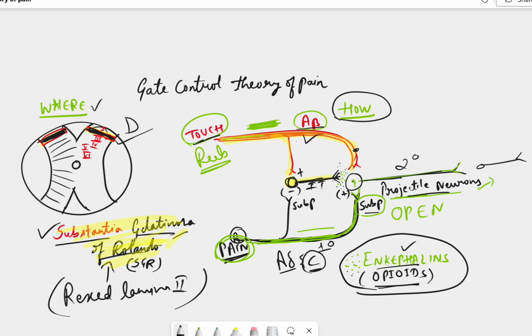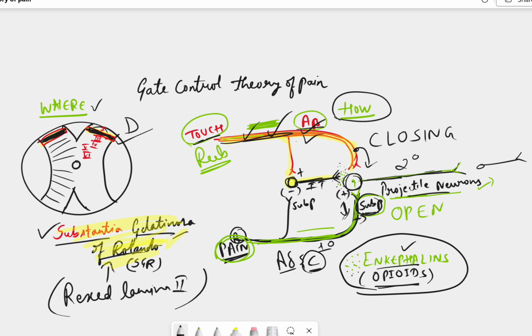Also remember this A beta pathway, right? It will also act on this C fiber pathway and reduce the amount of substance P which is released onto the projectile neuron. So two things are happening when a touch pathway is activated. One is the interneuron, for which the neurotransmitter enkephalins is released, and these enkephalins will reduce the pain transmission via the projectile neurons. Clear? And also the amount of substance P released by the first order neuron is reduced, and thereby it is closing the gate for pain.